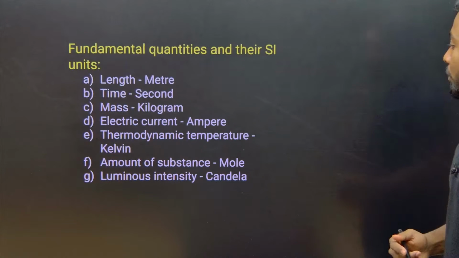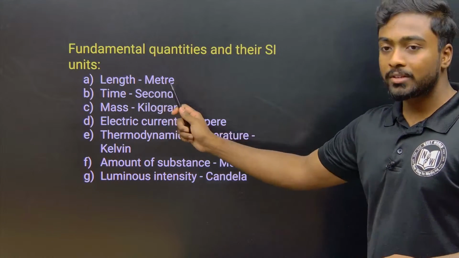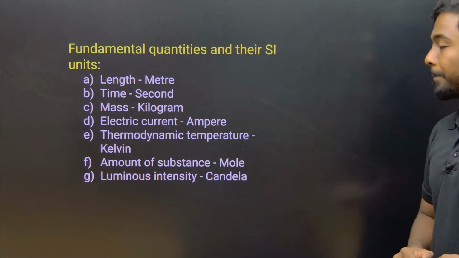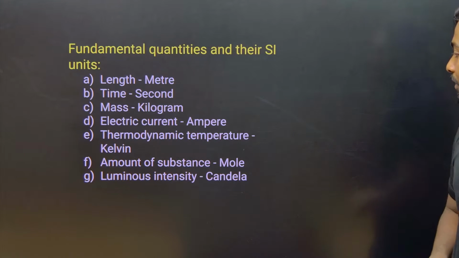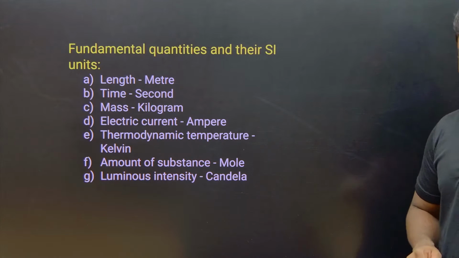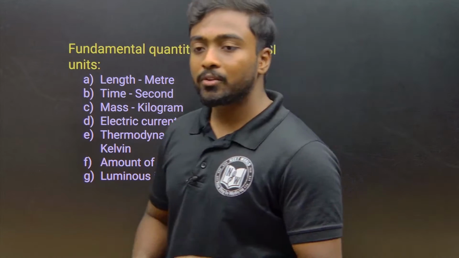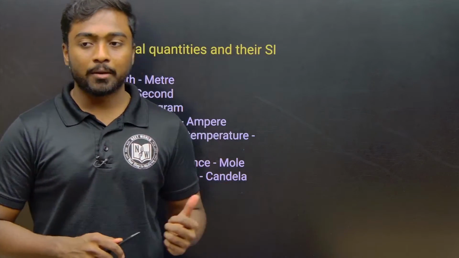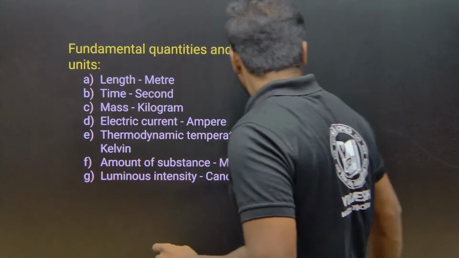Okay. So there are 7 fundamental quantities. So one is length, second one is time, third one is mass, electric current, thermodynamic temperature. So temperature is always measured in Kelvin, and then amount of substance, luminous intensity. Okay. So fundamental quantities are also called SI units. Okay. So whatever units we are studying in physics, no, meter per second, kilogram, meter per second square, everything are SI units. Okay.